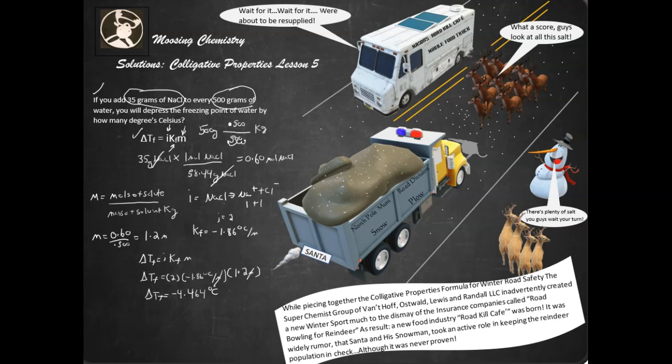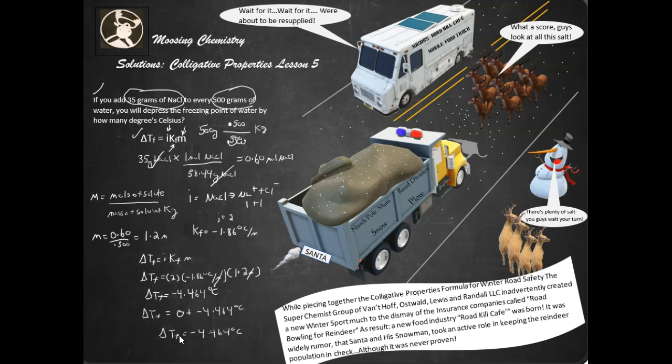So when you're doing the freezing point depression, right, you're just going to go 0 plus negative 4.464 degrees C, which is just going to give you the new freezing point of water, which will now freeze at negative 4.464 degrees C.